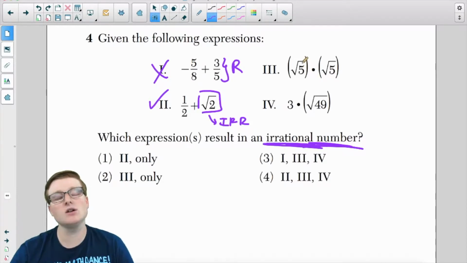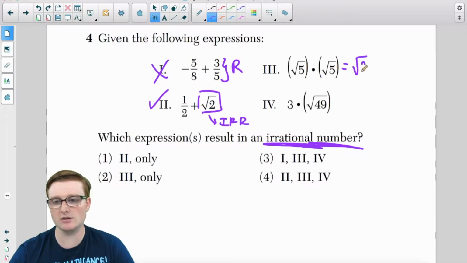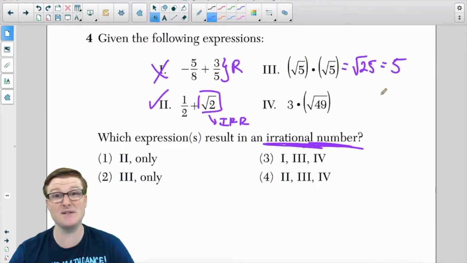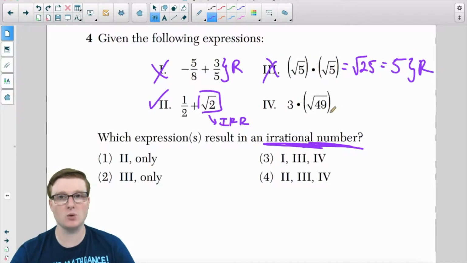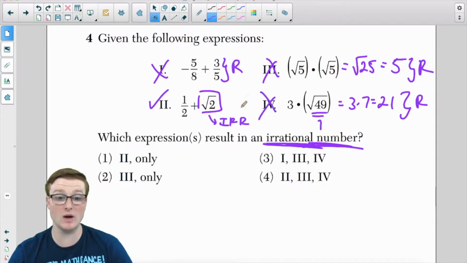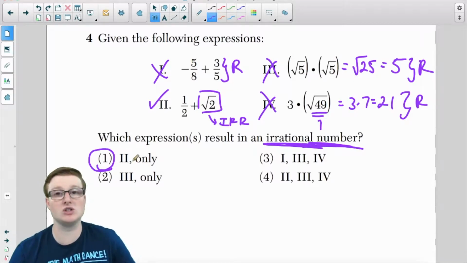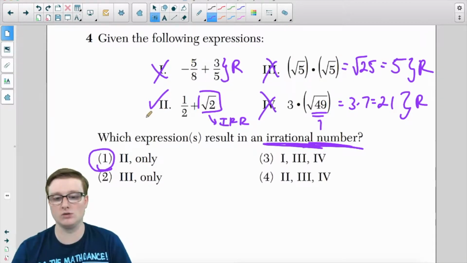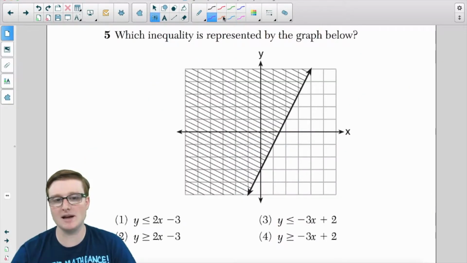Now, radical 5 is irrational, but if you take radical 5 times radical 5, that gives you the square root of 25, which reduces to 5. So this is actually rational. So that can't be it. Then 3 times radical 49, well, radical 49 is 7. 3 times 7 is 21. This is a rational number, so that is rational as well. So your answer is going to be choice 2, meaning that choice 1, 2 only will result in an irrational number. Number 5, which inequality is represented by the graph below?